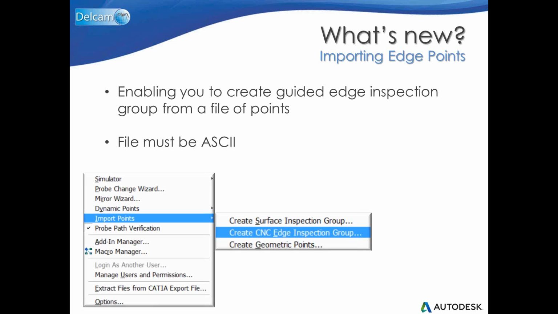Again, importing edge points. Before in PowerINSPECT we could just create a surface inspection group from point, or create geometric points from point. Now we can also create an edge inspection group from point, CNC if you use PowerINSPECT CNC, or just edge inspection group if you are in manual. The only thing you have to bear in mind, which is very important, is that the file where the points are stored must be in ASCII format. Otherwise, PowerINSPECT at the moment can't handle it.